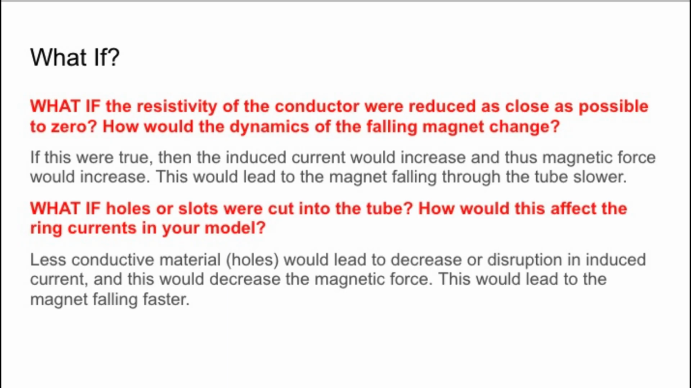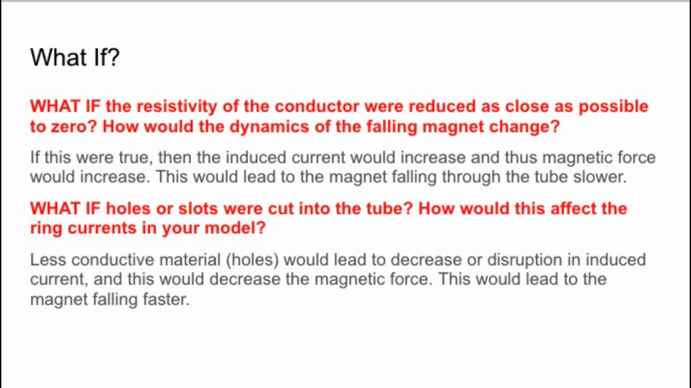Moving on to what if. What if the resistivity of the conductor were reduced as close as possible to zero? How would the dynamics of the falling magnet change? If this were true, hypothetically, then the induced current would increase and thus magnetic force would increase. This would lead to the magnet falling through the tube slower.